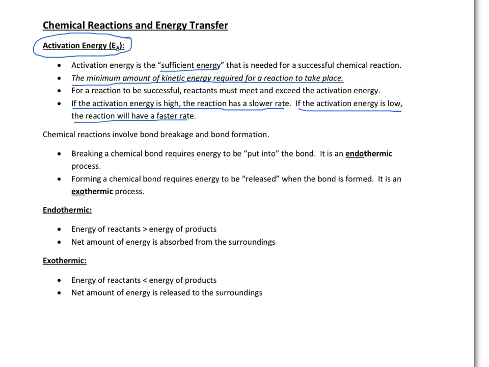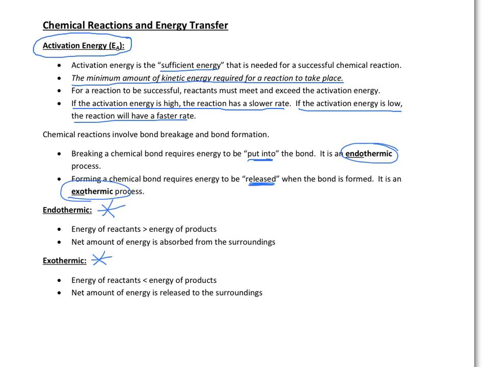Chemical reactions involve breaking bonds and forming bonds. Breaking a chemical bond requires energy to be put into the bond. This is known as an endothermic process. Forming a chemical bond requires energy to be released when the bond is being formed. This is known as an exothermic process. These two terms are extremely important and will reappear in multiple units in this course.